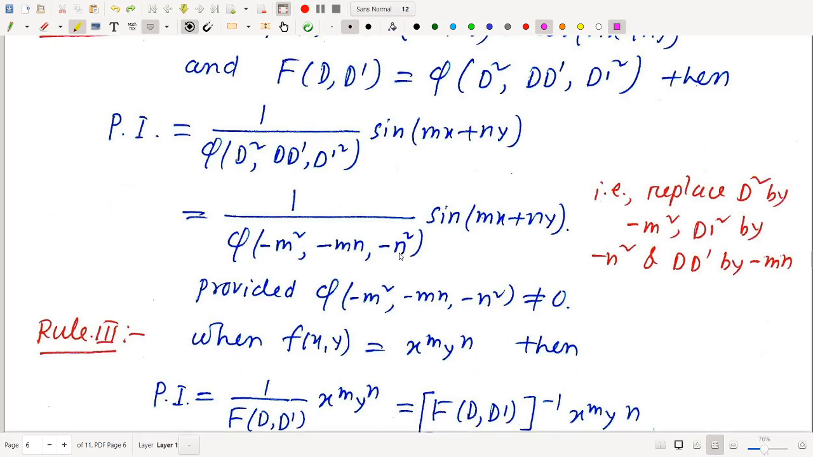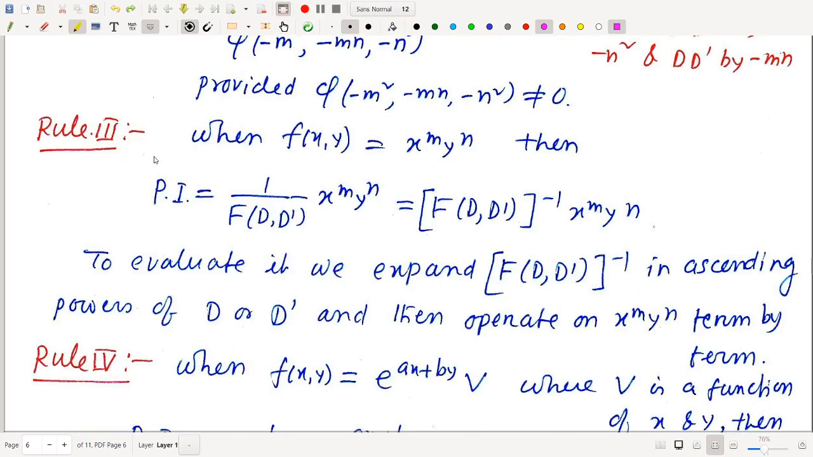We shall see. But if f of D comma D dash is not like that, meaning there are odd degree terms, so it is third order homogeneous linear, then D cube, D square D dash, D dash cube will be coming. In that case, what is to be done? We shall see later. Rule 3.